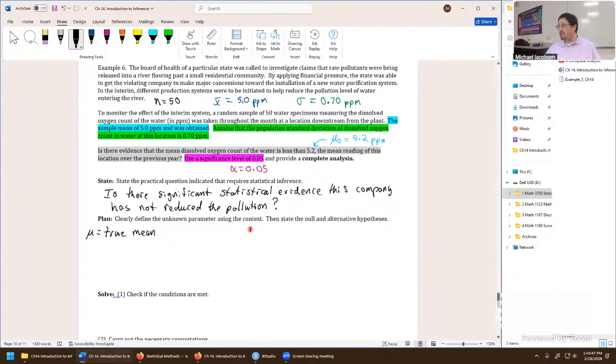So we'll say the true mean, well, it is an average. An X bar has estimated mu. So we can say what the unit is just based on what we wrote. It's part per million dissolved oxygen count. So we'll say true mean dissolved oxygen count. And this was taken downstream from the plant.